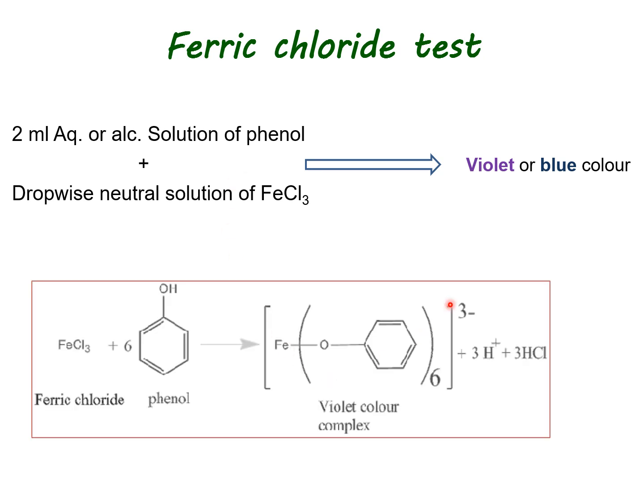Now this color is because of a complex which is formed with ferric. Being a metal, it can form coordination bonds with phenol. So 6 molecules of phenol, after losing a proton and getting converted into phenoxide, can bind with the central metal atom, and that complex is violet in color. There occurs loss of 6 protons, 3 in the form of protons which will be attached to this salt which is negatively charged, and 3 in the form of HCl.